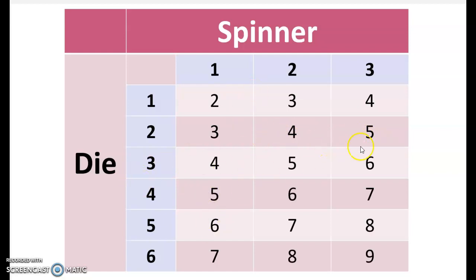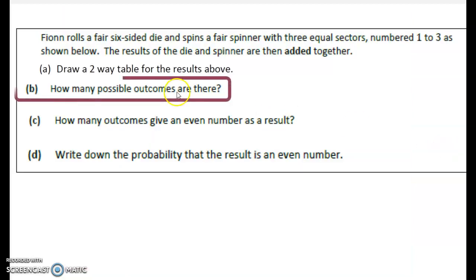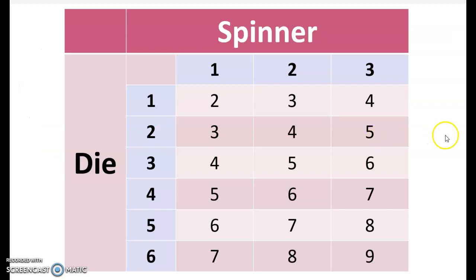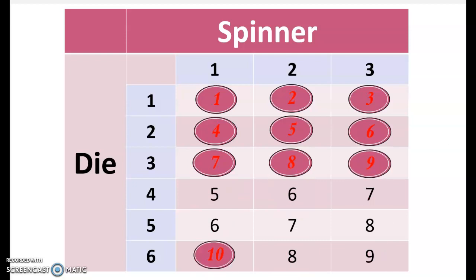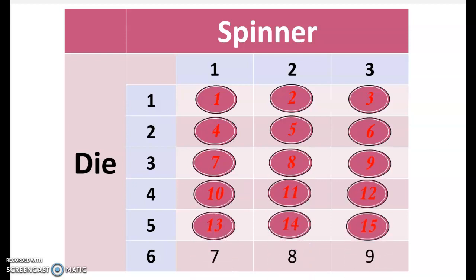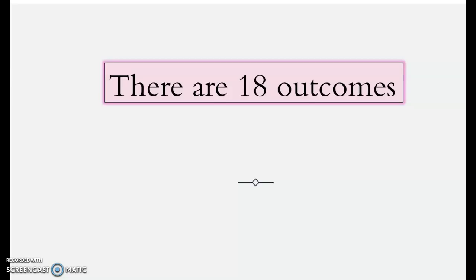There's your two-way table. In part B, how many possible outcomes are there? So if we just have a quick look here and count up the outcomes, 1, 2, 3, 4, 5, 6, 7, 8, 9, 10, 11, 12, 13, 14, 15, 16, 17, 18, and that's the answer to that one.